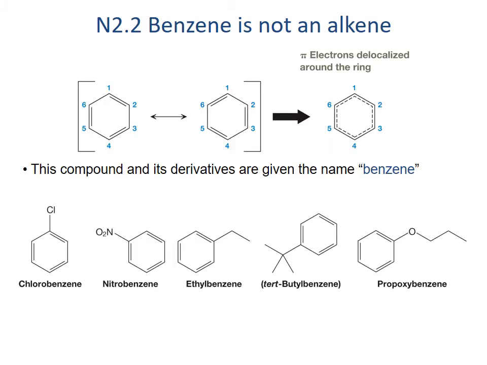A six-membered ring with alternating double and single bonds looks like a triene, but it behaves very differently. Remember that we gave the functional group that separate category aromatic. This compound is called benzene, and derivatives are named as benzene modified by its side chains in most cases.